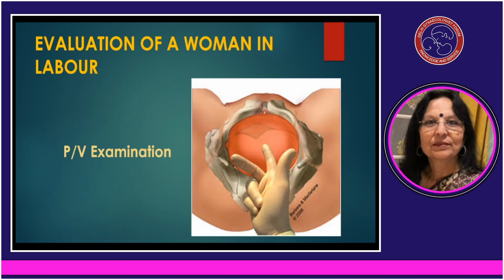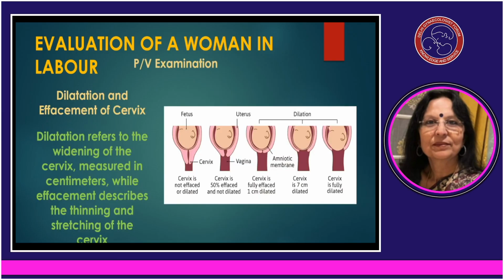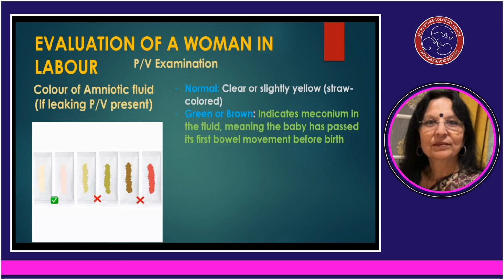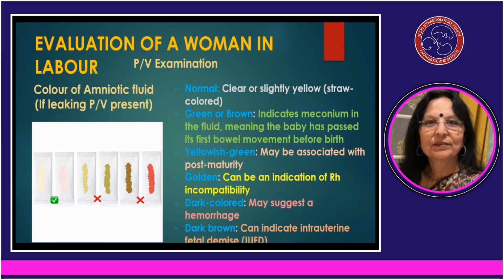We are going to do the PV examination next, in which we see the dilatation and effacement of the cervix. And we will also see whether the amniotic fluid can be seen, whether the membranes have ruptured or not. And in case they have ruptured, what is the color of the amniotic fluid?